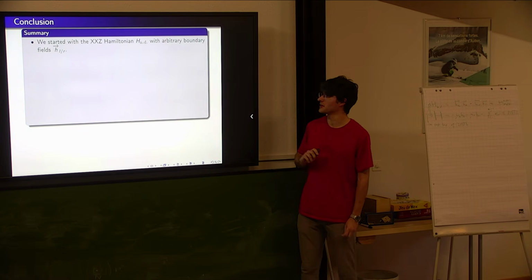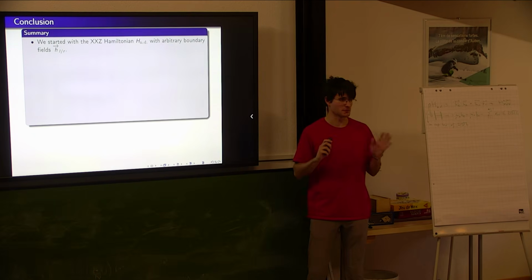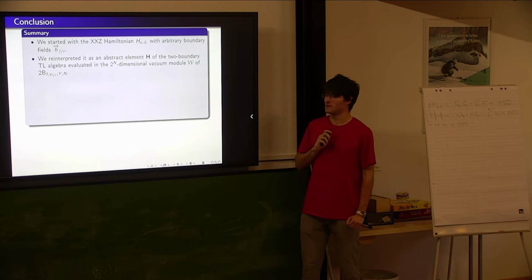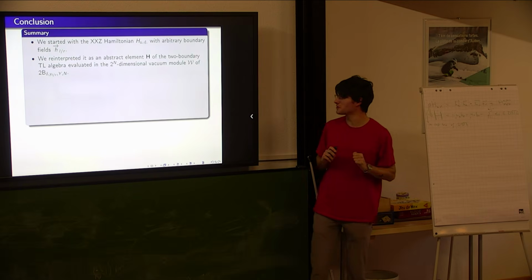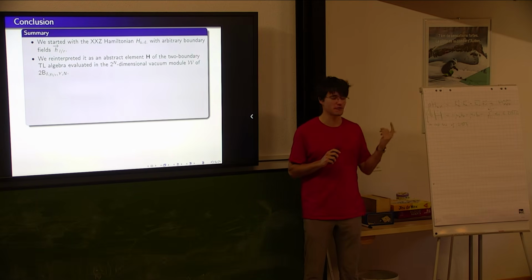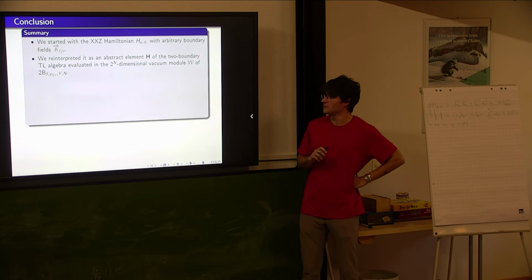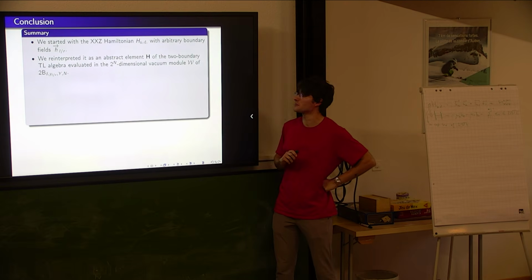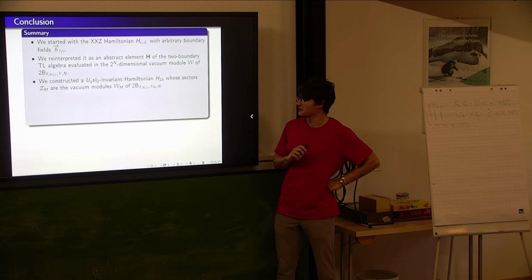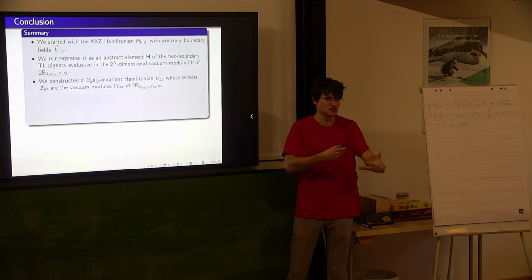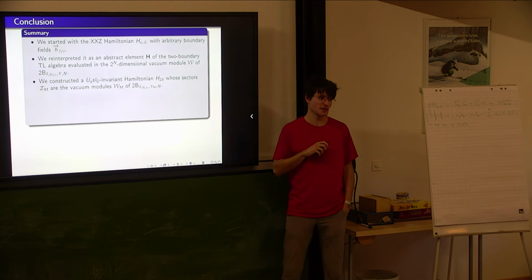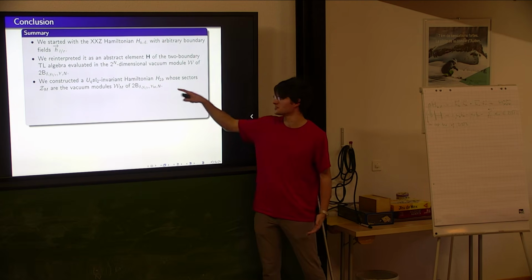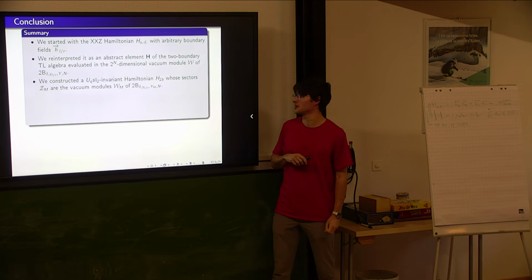So we started with the XXZ Hamiltonian with arbitrary boundary fields. Then we reinterpreted this Hamiltonian as a Hamiltonian in the two-boundary Temperley-Lieb algebra, evaluated in the vacuum module W for certain choices, a certain mapping of parameters. And then we constructed a different realization of the same vacuum module, but this time preserving Uqsl2 symmetry and identifying the different representations with sectors of this Hamiltonian.